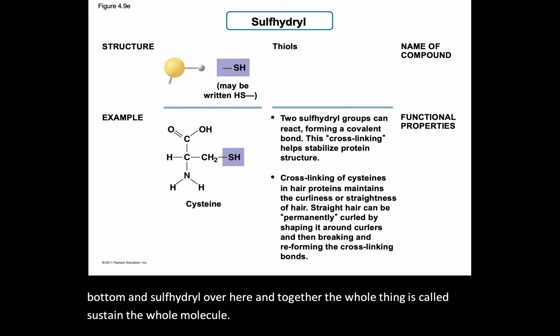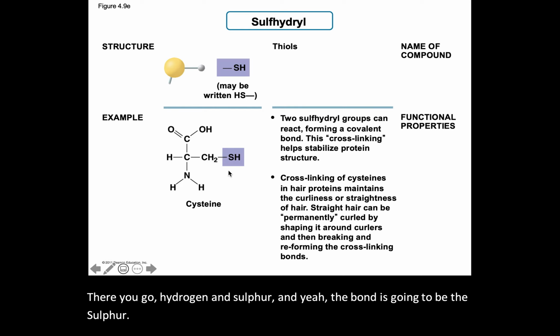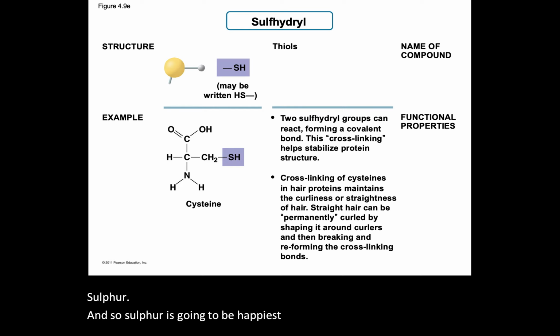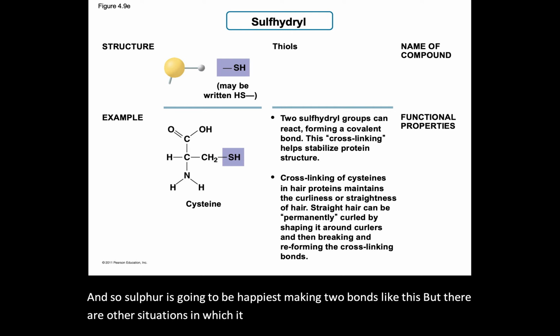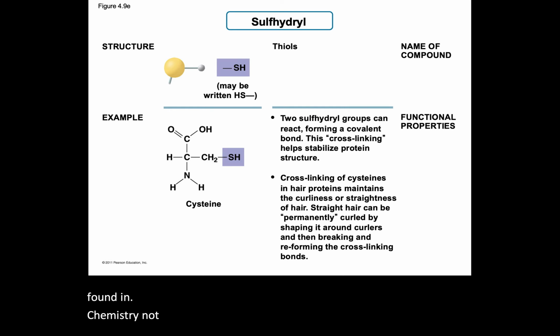There you go. Hydrogen and sulfur. Yeah, the bond is going to be to the sulfur. And so sulfur is going to be happiest making two bonds like this, but there are other situations in which it can make more. Those are usually just found in chemistry, not as much in biology. This is the form that tends to pervade in biology.